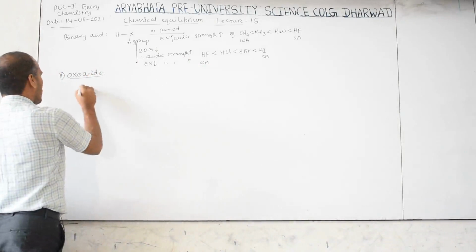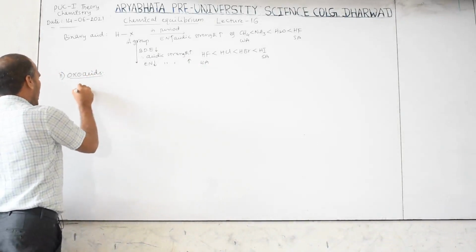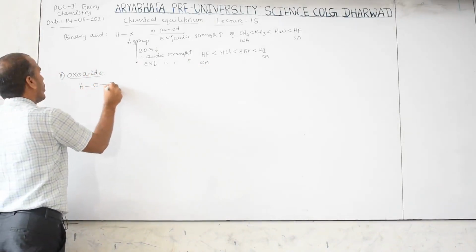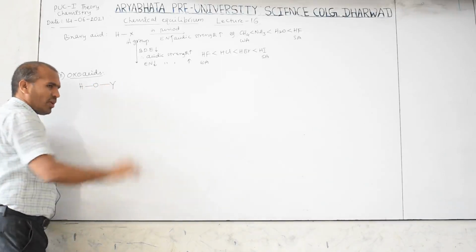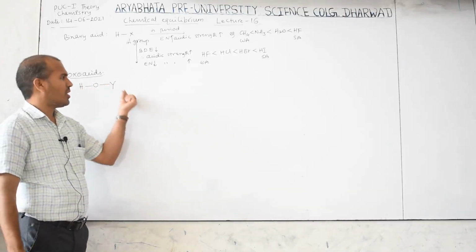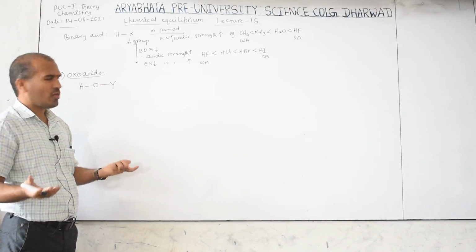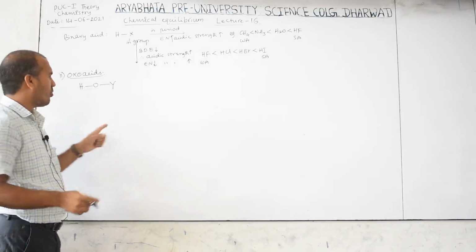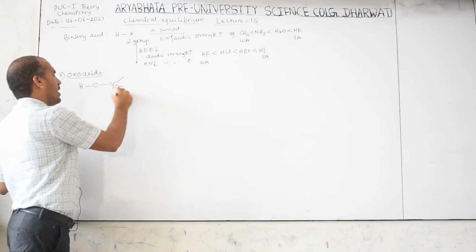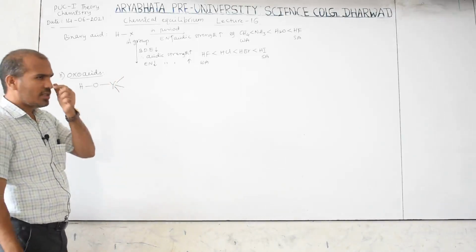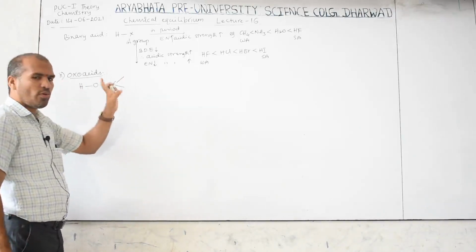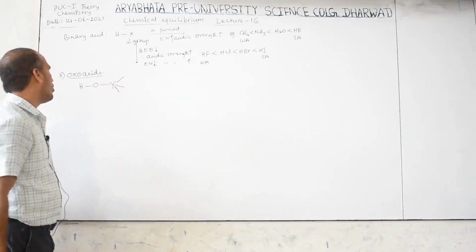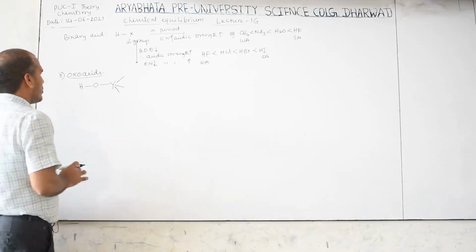Oxo acids are represented like this: H, O, Y. This Y may or may not be bonded with other atoms. If bonded, okay; not bonded, also okay. Y may be bonded with other atoms, depending upon its number of bonds. Okay, so now consider.